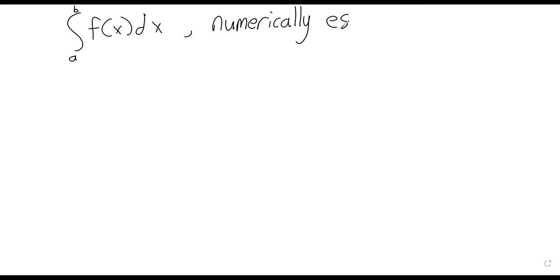In most real world settings, if you want an integral from A to B of f of x dx, you are not going to be sitting there messing around with parts or trigonometric substitution or something. You're going to numerically estimate it. And this is especially true because most integrals cannot be taken by hand.